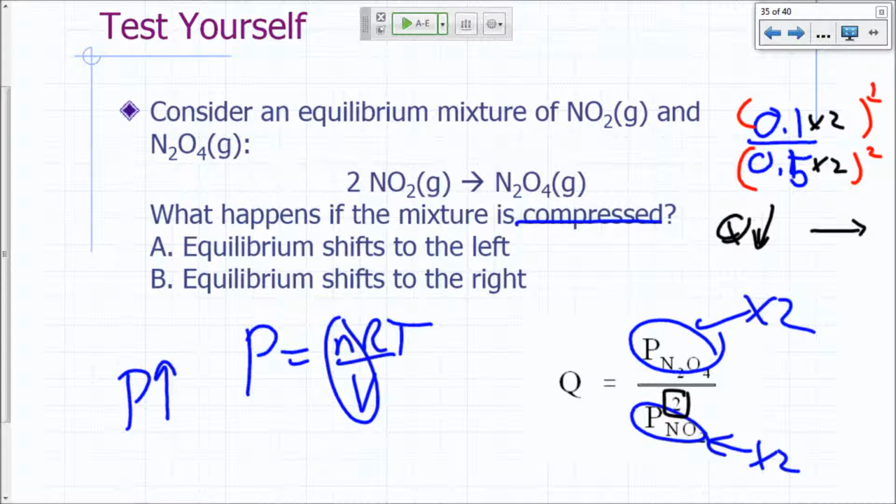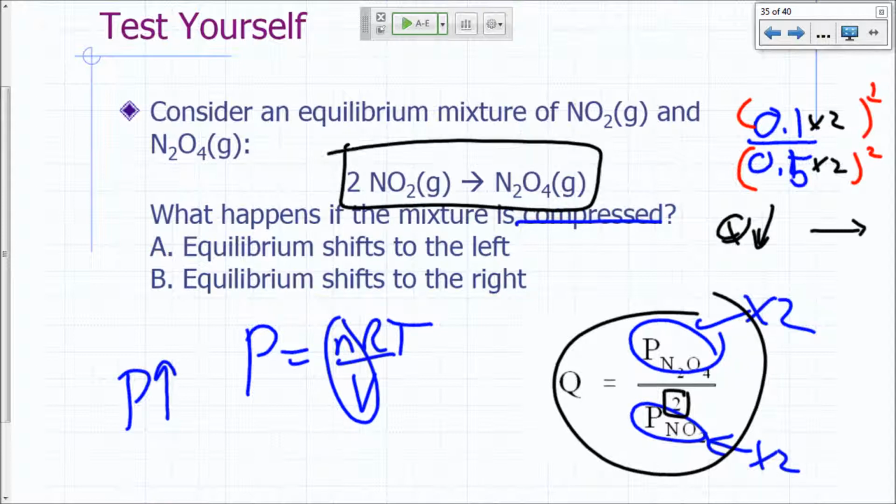So what's the net effect here? Let's take a look at it qualitatively, so you can predict it without going through this expression for Q. Qualitatively, you look at it this way. When you're compressing it, you're raising the pressure, right? Pressure is directly proportional to the number of moles. More moles of gas, the higher the pressure. So if you're compressing it, that leads to a momentary increase in the pressure.